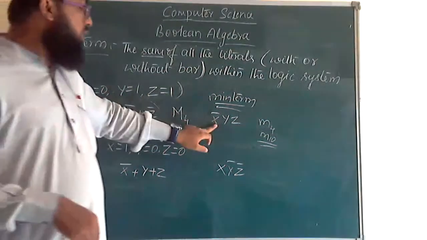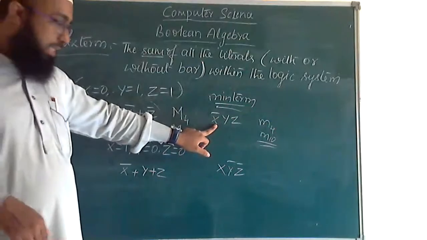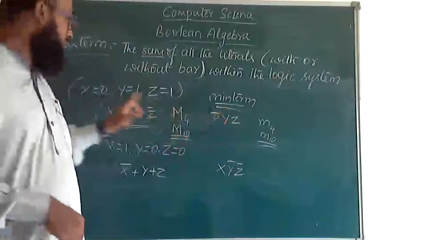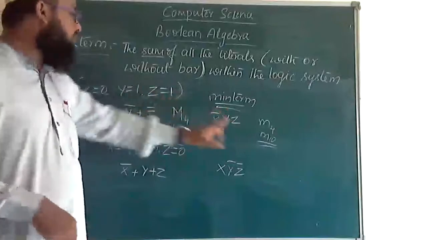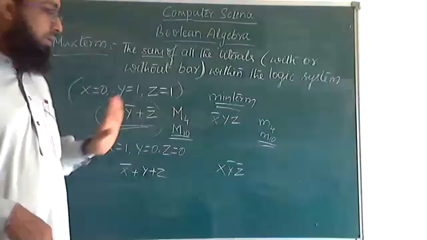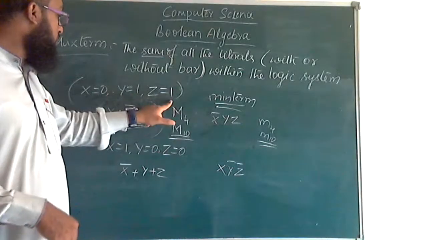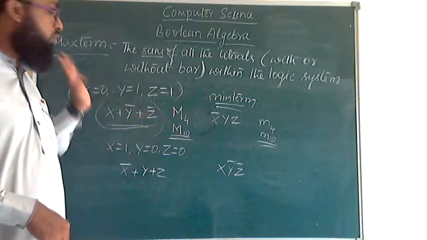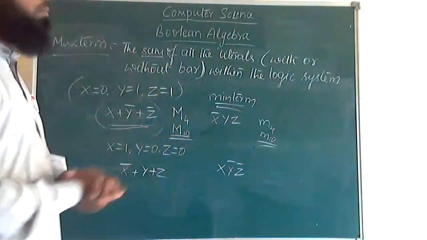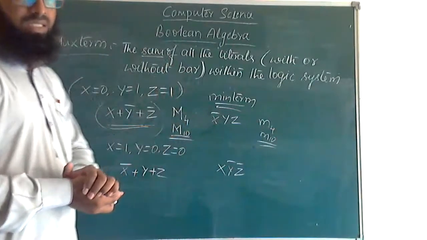For x is equal to 0 in min term, put bar on x. Then this is min term, so we will do AND operation here. Y put as it is, z put as it is. In min term, put bar on the variables containing 0. In max term, put bar on the variables whose value is 1. Like this, you can represent the min term and max term.